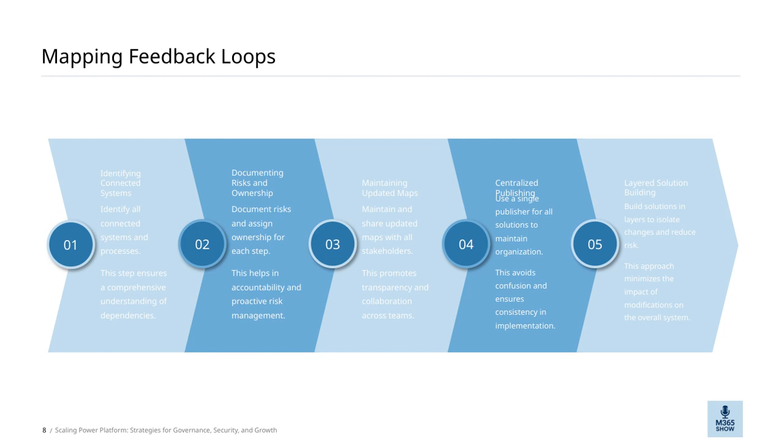Clear ownership helps teams stay aligned and responsible for their parts of the system. Then, it's important to maintain and share updated maps with all stakeholders. Keeping everyone in the loop fosters transparency and encourages collaboration across different teams. When everyone has access to the latest information, decision-making becomes more informed and agile.